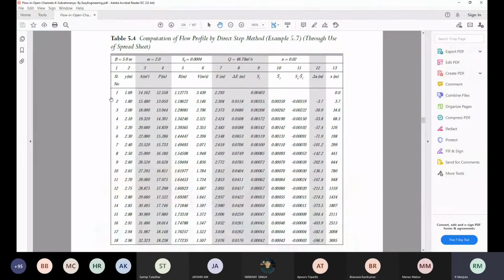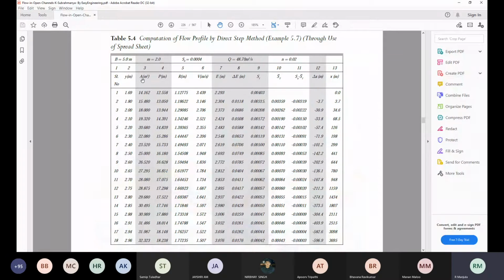Now you need to compute for various depths. You need to compute area and perimeter. For the trapezoidal channel, m is equal to 2. Either you can use the tabulation, or you can directly use A is equal to (b plus m y) into y. That formula you can use, and you can find out the area, and the perimeter also you can find out either from the table or by your calculation.